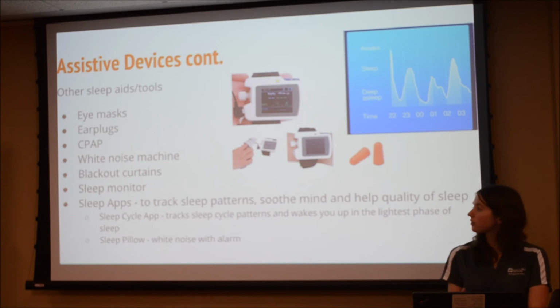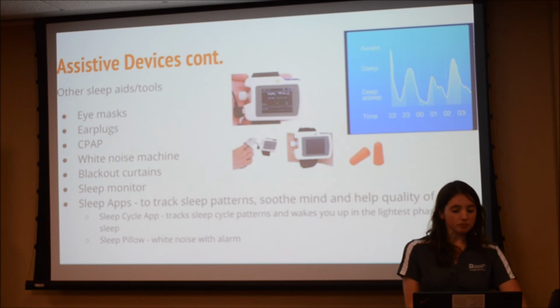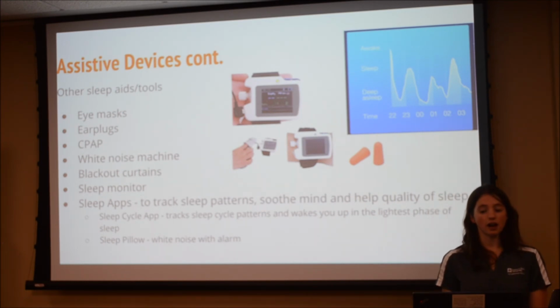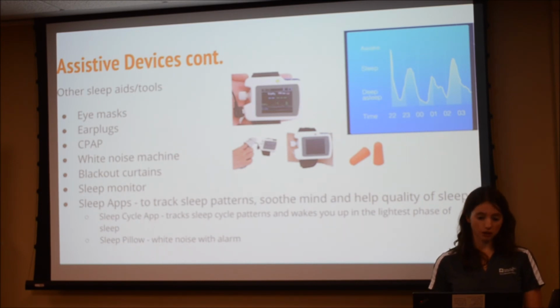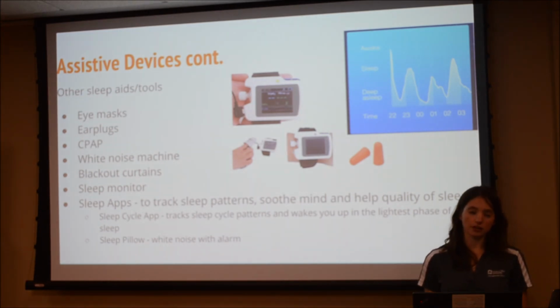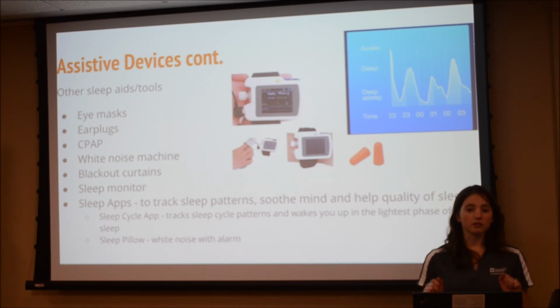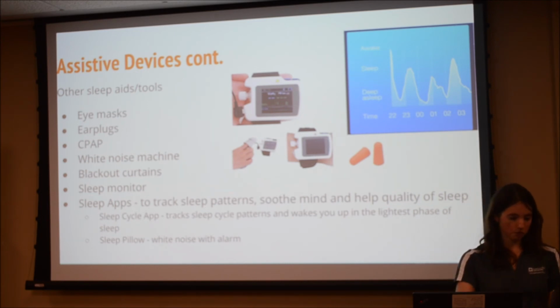You can also purchase things like a sleep monitor, or you can get the apps that track your sleep patterns, which Jamie was talking about earlier. You can also get ones that help to soothe your mind and help with your quality of sleep. So there's the Sleep Cycle app, which tracks sleep cycle patterns and wakes you up in the lightest phase of your sleep, so that you're waking up, quote, on the right side of the bed. There's also sleep pillows, which produce a white noise, and they also have an alarm in order to wake you up in the morning.